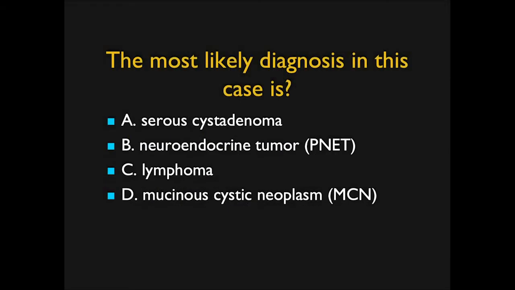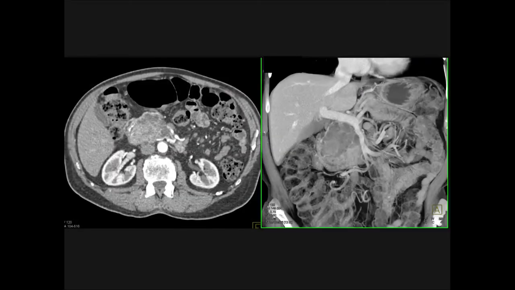Now in this case, what is the mass? There's a mass in the head of the pancreas. It pushes and maybe scallops the portal vein and SMV, but it's not invading. The hepatic artery is stretched over the mass. The mass appears to be cystic and solid, with the cystic components best defined on the coronal volume rendered images.